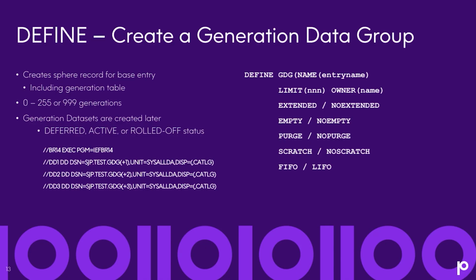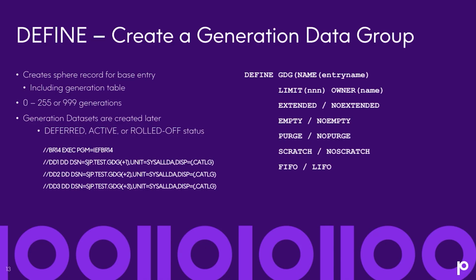At the end of the step, all of those deferred generations are made active. They are rolled into the sphere record. Or if I've created generation 99 and I've only allowed for the creation of 98 generations in the generation table, then generation 1 rolls off. And so a generation data set can have an entry in the catalog that's outside of the sphere record, because it could be in deferred status or rolled off status. That is, it's not within the generation table. So I've got multiple different types of catalog entries for generation data groups.